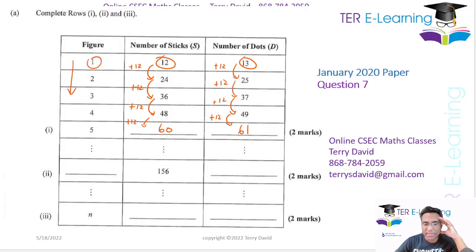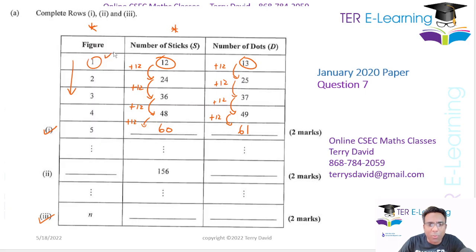Now let's see what else they want. What I normally tell students to do is, when you work out the first one, try to work out this one here. Try to figure out what the pattern is. If you notice something here, we have to find a relationship between your figure number and your number of sticks. So let's see.